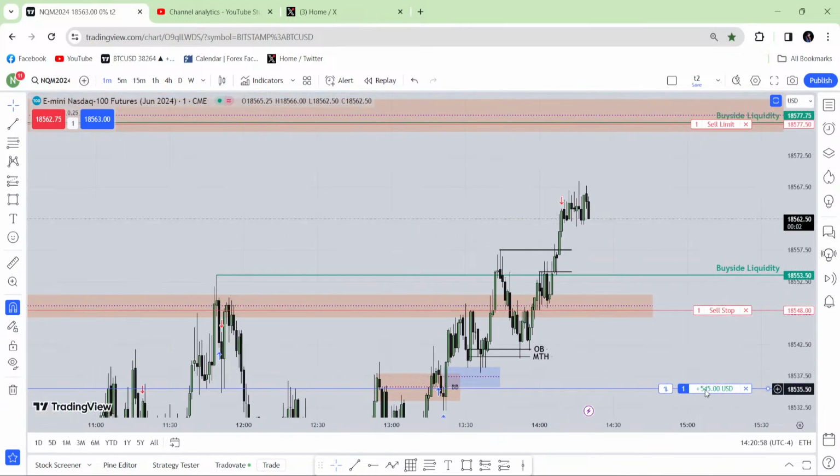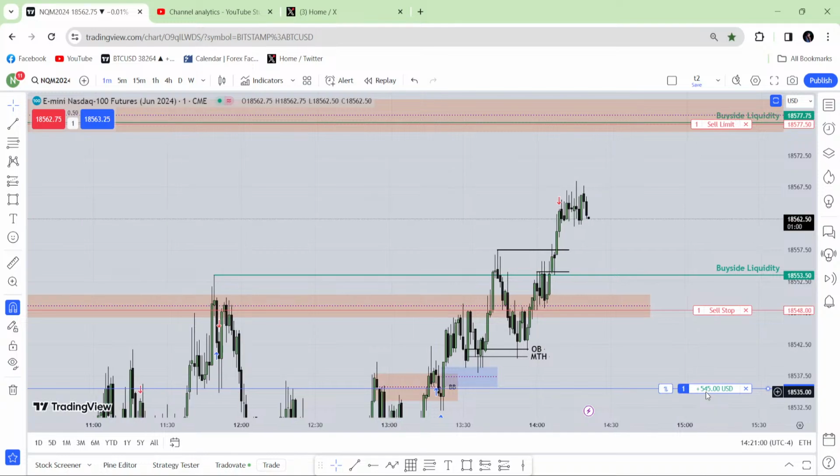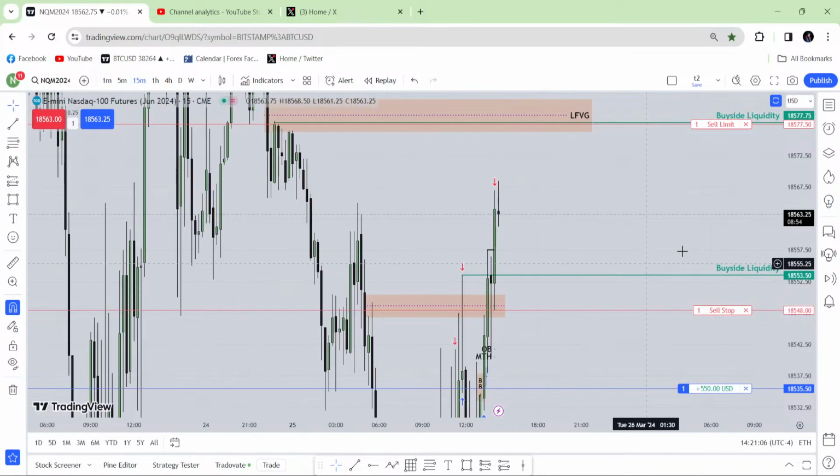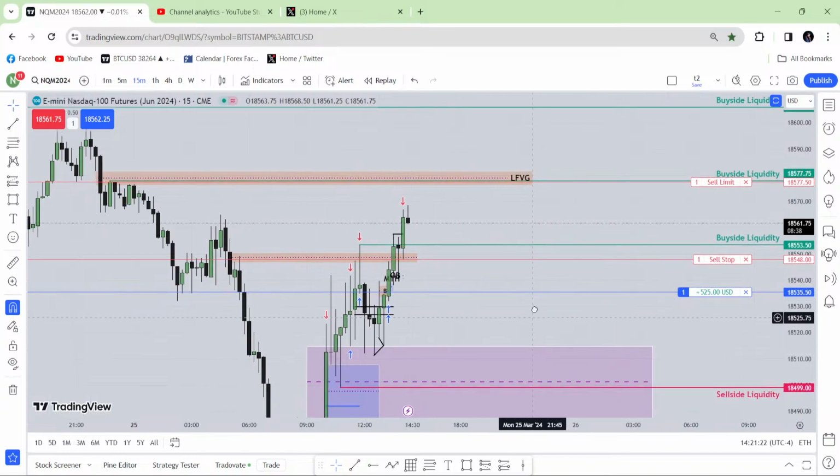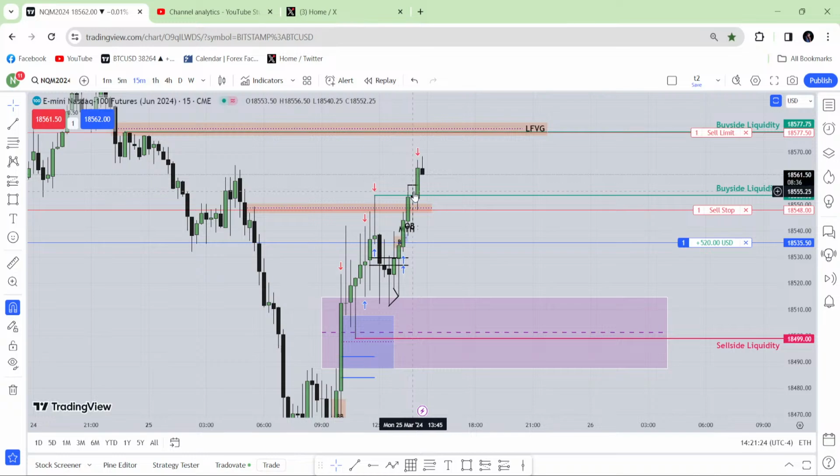Now I have this $540 profit. I don't know whether I should hold it or not. If you are looking for another setup, how will you look for that? You will wait for a fair value gap to form on the 15-minute chart here. Then if price comes to that 15-minute fair value gap one more time, you will look for another buy setup from there until that buy side liquidity. Is it clear? First, you have to wait for a 15-minute fair value gap to form around that area.